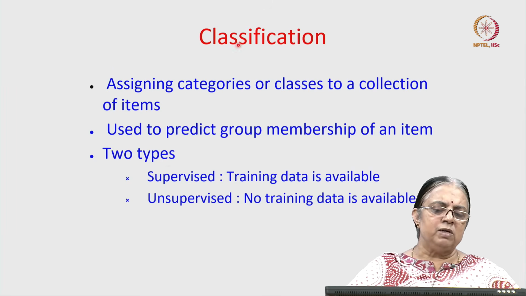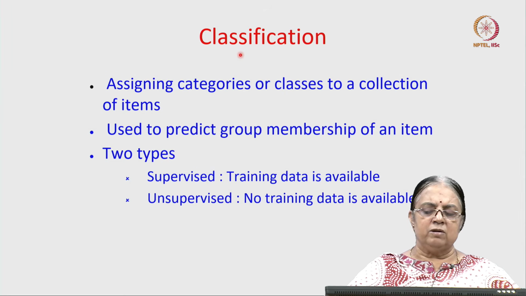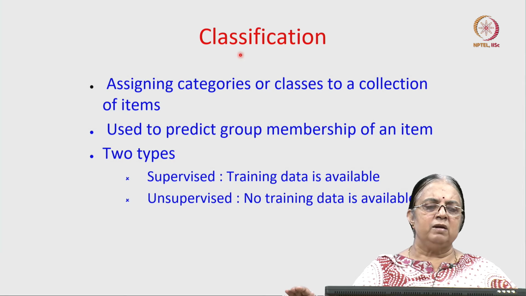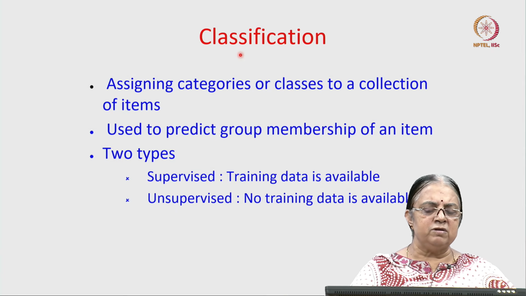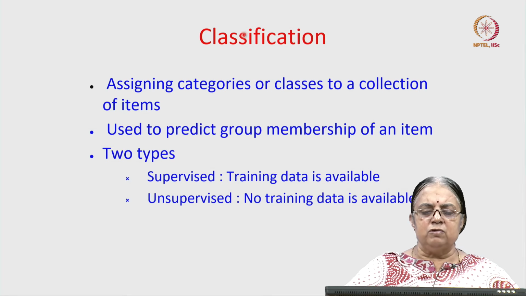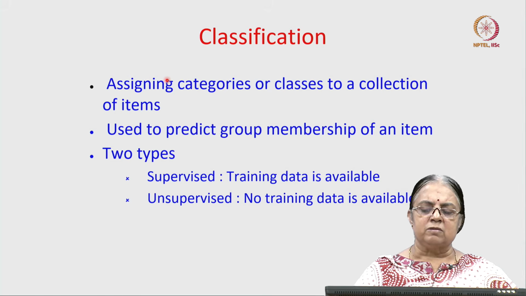So, what we will do first is look at classification, and we will look at a number of classification algorithms, and after that we will continue from there. Classification basically means assigning categories or classes to a collection of items. It is used to predict the membership of an item to a class.